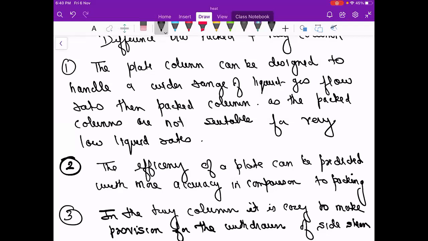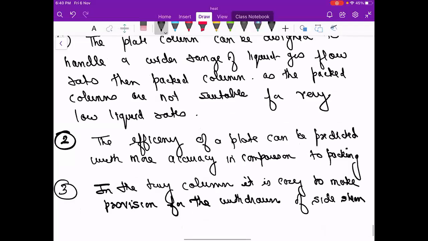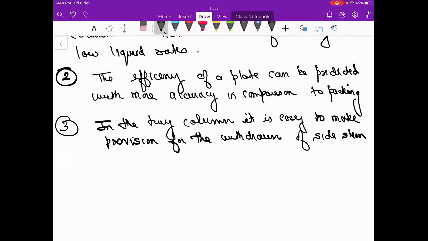Second one, the efficiency of a plate can be predicted with more accuracy. Why? Suppose you have a packed column like this. You can't predict what your efficiency is at this point, this point, this point. But if it is a tray column, you can calculate the efficiency of each and every plate.